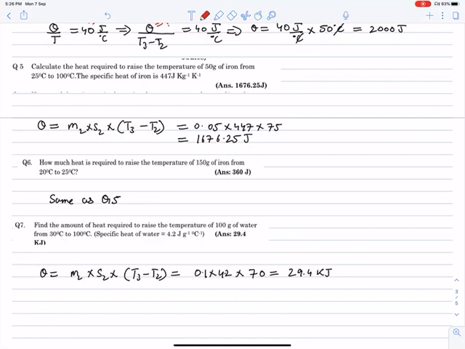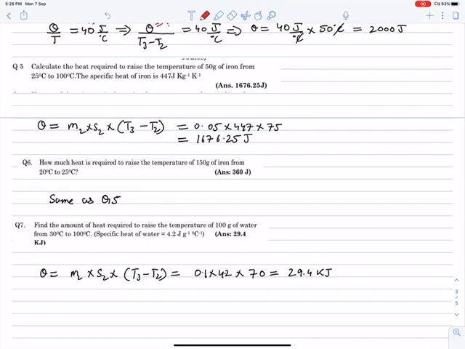Now question number 6, it is the same as question number 5. It is exactly the same, only your values change. It is 150 grams and the temperature is 20 degrees Celsius to 25 degrees Celsius. And the specific heat of iron is given in the first question. You can put the values and get the answer for question number 6 as 360 joules.